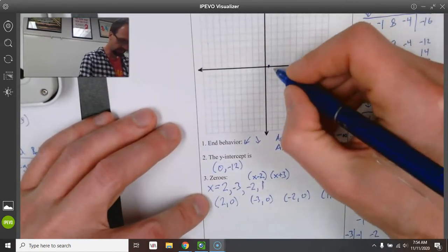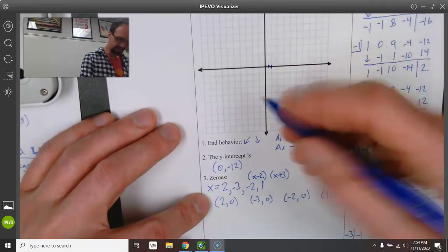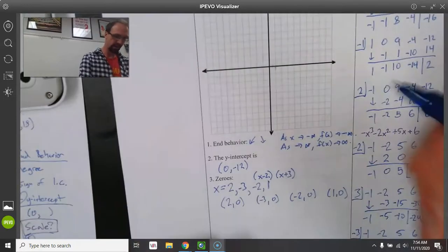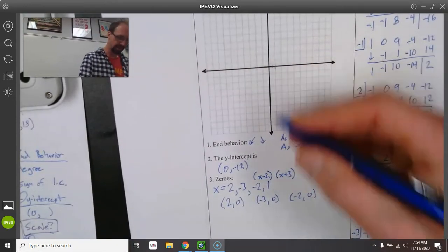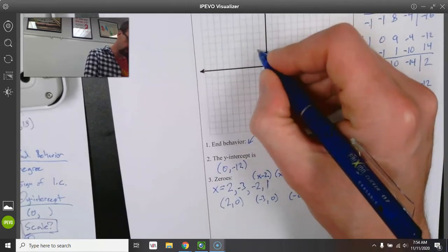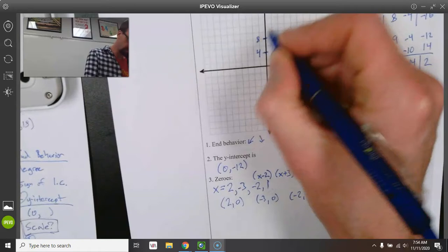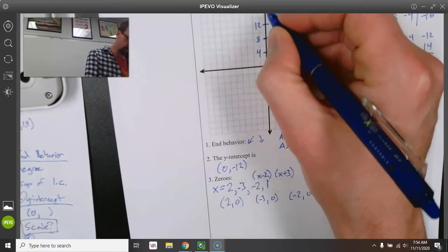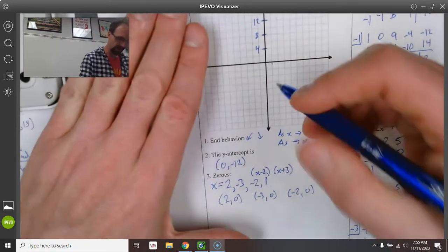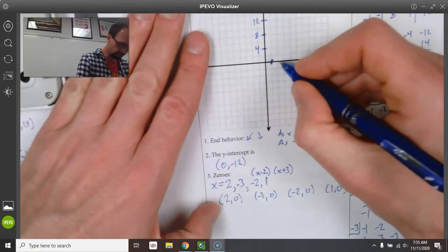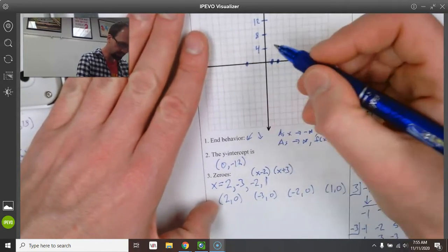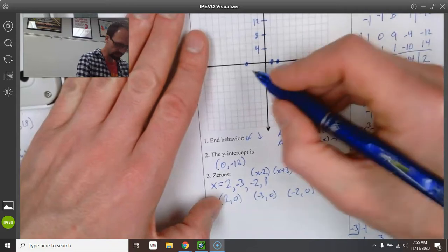That's going to be here and here. That's a little bit squished, so I'm going to instead go by 1s. Yeah, I'm going to have to go by 1s on my x-axis and then 2s on my y-axis. So I'm going to go 4, 8, 10, 12, 16, and then 20. All right, so now I've got 1, 0, and then 2, 0, negative 3, 0, negative 2, 0.